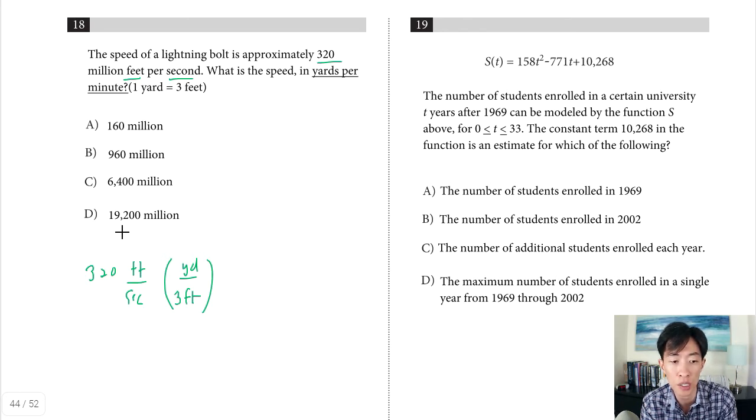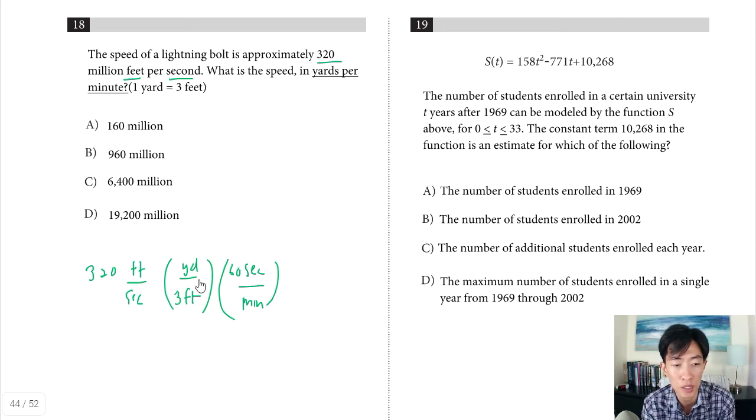And the other thing we want to change is seconds to minutes. So we'll do the same thing. Seconds is down here, so we're going to put it up here. And we're going to put minutes down here, because that's what we want. At the end of the day, we want yards per minute. How many seconds in a minute? 60. So that's going to be our conversion factor here.